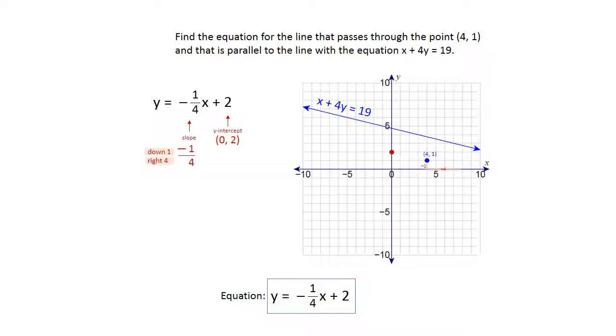I'm going to do it one more time and plot one more point. Notice when I draw the line through all three of those points, the y = -1/4 x + 2 that we found is parallel to the x + 4y = 19.